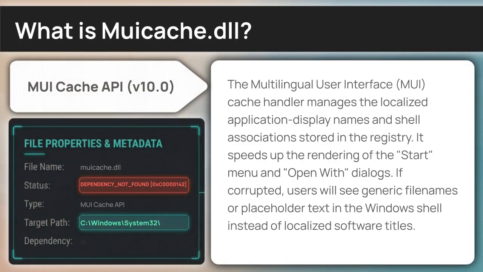This is the Multilingual User Interface Cache. It manages the localized application display names and shell associations stored in the registry. It speeds up the rendering of the Start menu and Open with dialogs. If corrupted, users will see generic file names or placeholder text in the Windows shell instead of localized software titles. Now that you know how the file works, let's focus on the how and fix the issue.